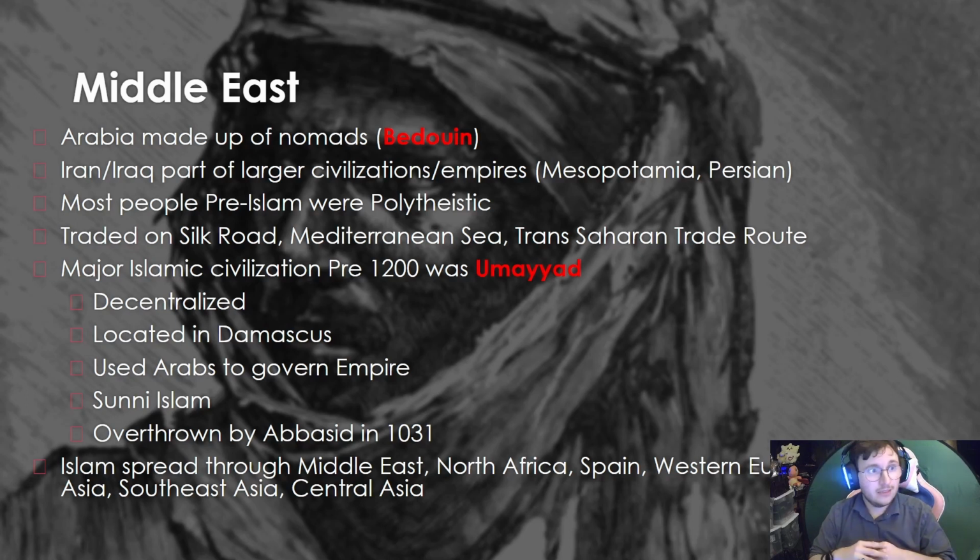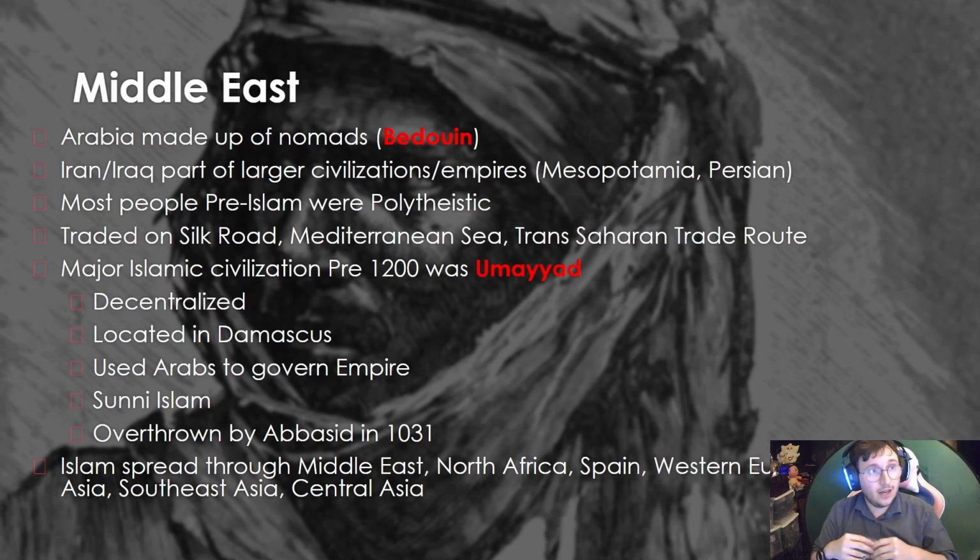And again, the major Islamic civilizations pre-1200s are going to be the Umayyads. And when we get to next unit, we'll actually talk about the fall of the Umayyads. But the Umayyads are decentralized. They're located in Damascus. They used Arabs to govern their empire. But once Islam comes on the scene, they will be Sunni Islam. But in about 1031 CE, they'll be overthrown and replaced by the Abbasids.